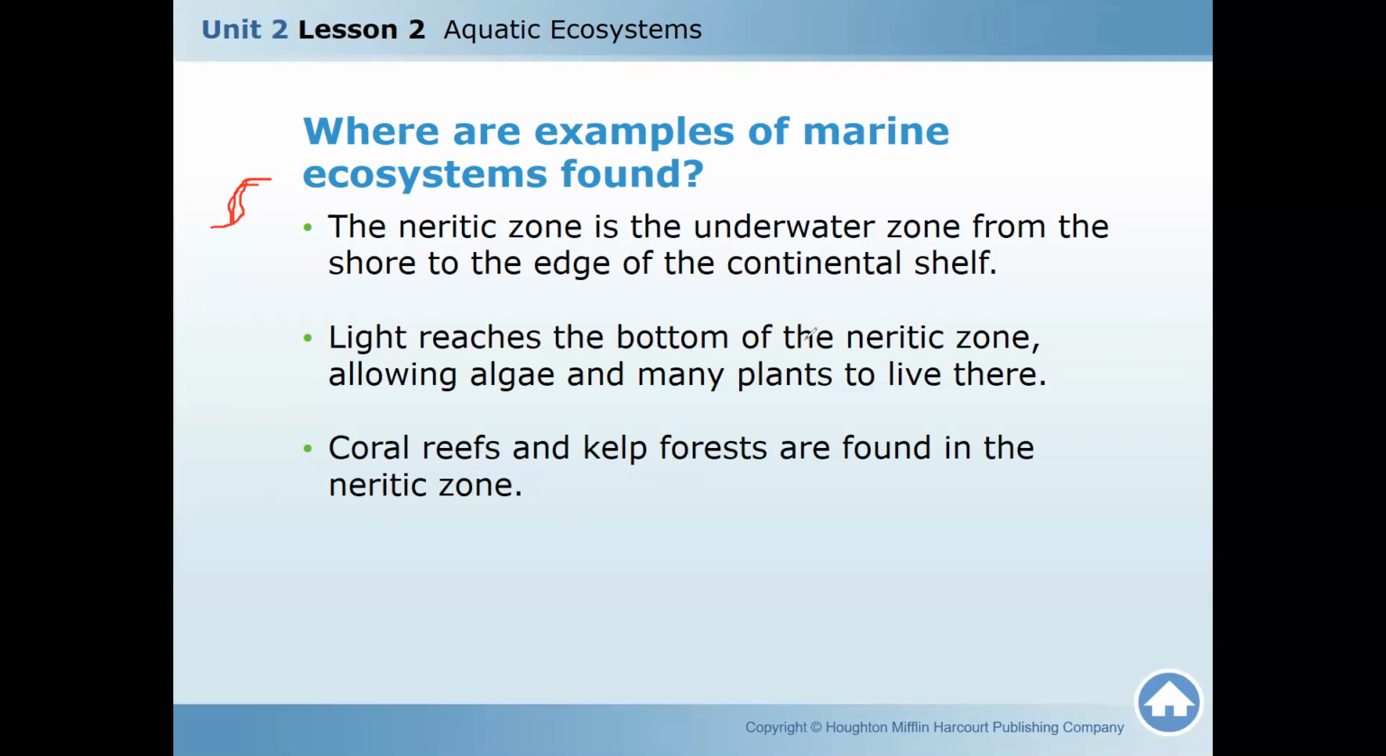Light reaches the bottom of the neritic zone, allowing algae and many plants to live there. Coral reefs and kelp forests are found in the neritic zone. We have some animals that need light, and this is the zone where they can exist, where they can live.